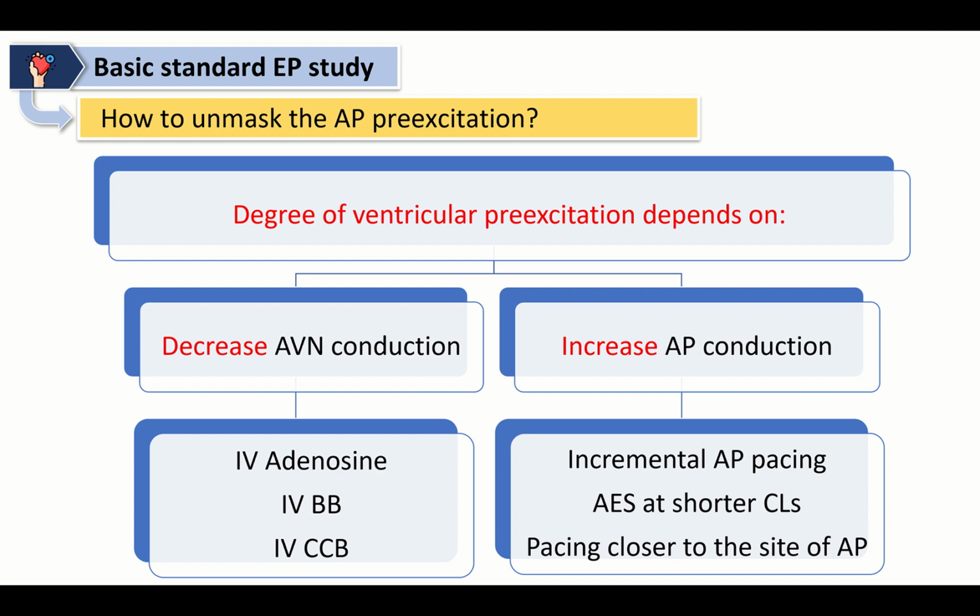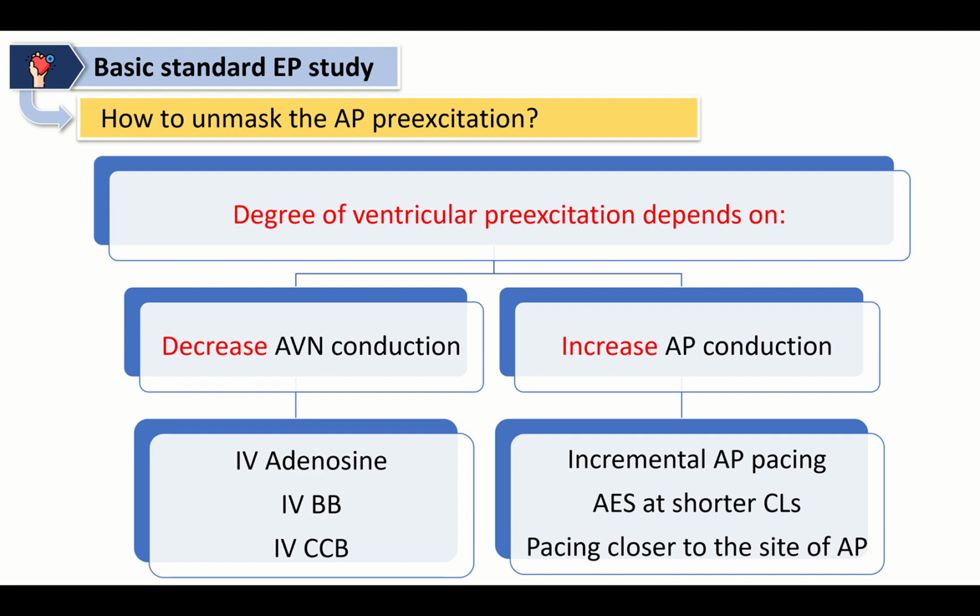Golden rule, how can we unmask the accessory pathway? Pre-excitation at resting ECG. When the patient presents with manifest pre-excitation, no doubt about accessory pathway, but sometimes it is subtle, it is mild pre-excitation. So how can we know and assess and unmask the pre-excitation?